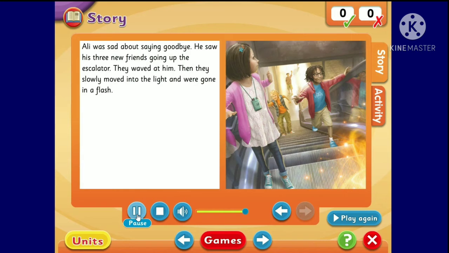Ali was sad about saying goodbye. He saw his 3 new friends going up the escalator. They waved at him. Then they slowly moved into the light and were gone in a flash.